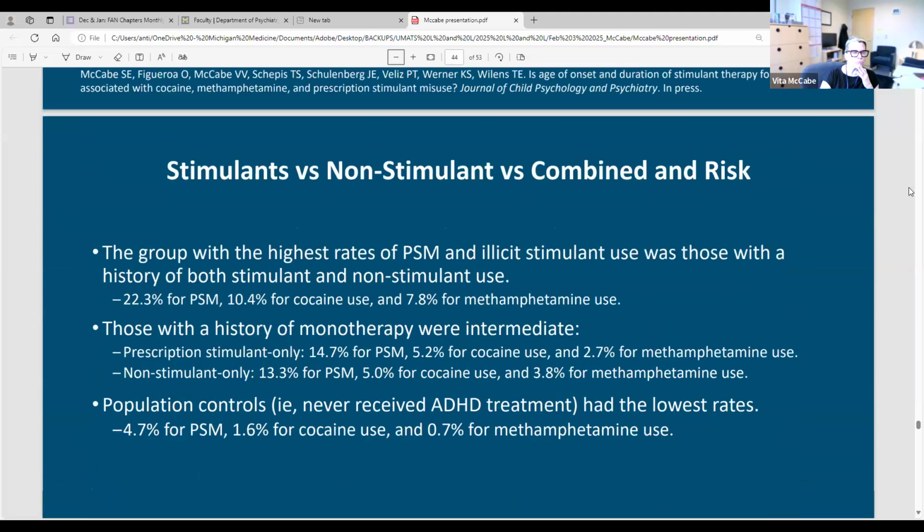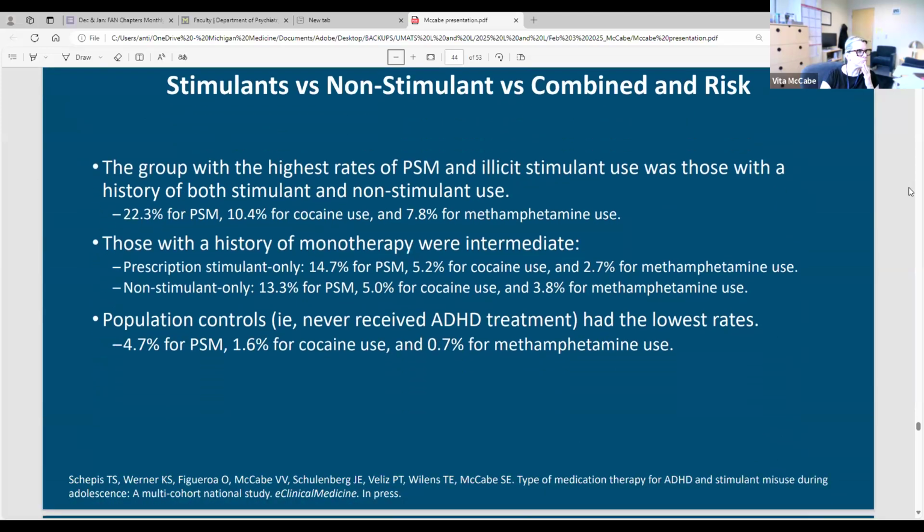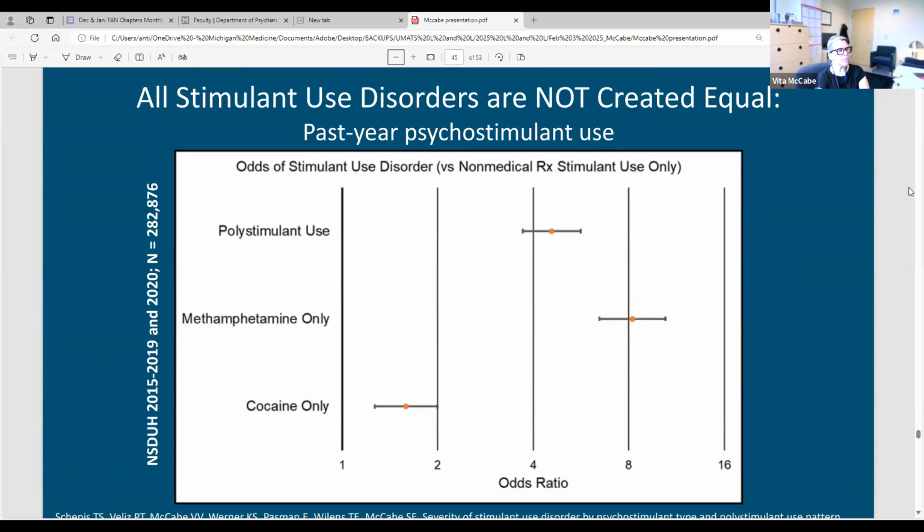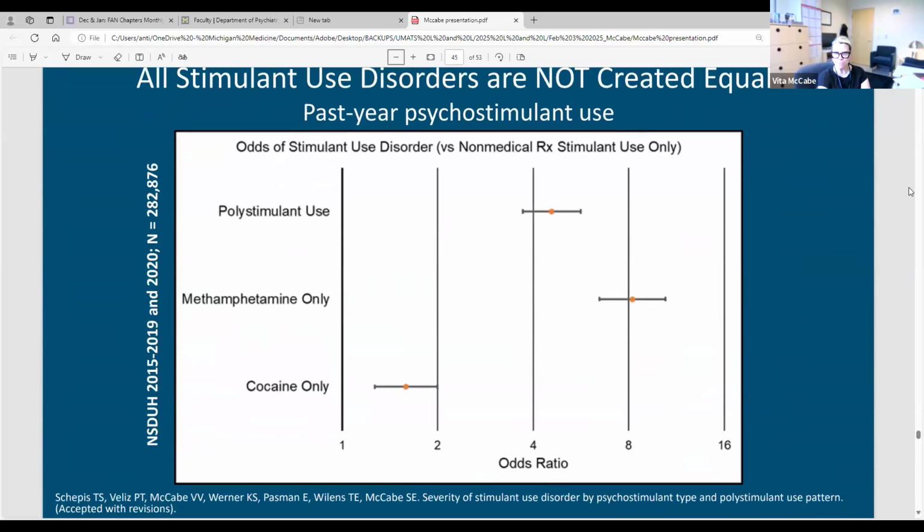Next slide. The next slide. I think to me, this is by far a more important slide. At least on the clinical side, what we see is that even though, for instance, prescription stimulants and cocaine act very much on your brain similarly, meth really has a little bit of a different severity. And so not all stimulant use disorders are created equally.